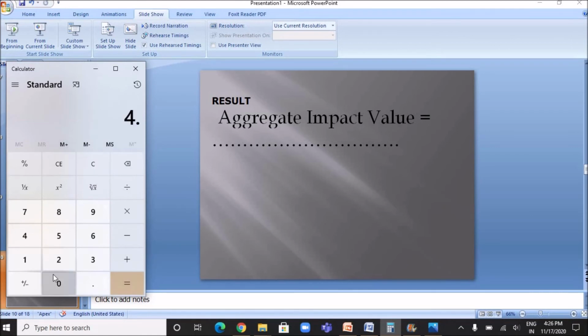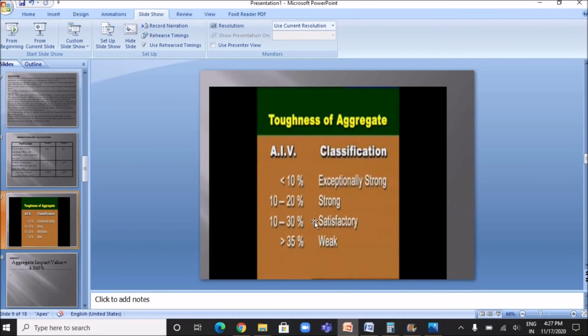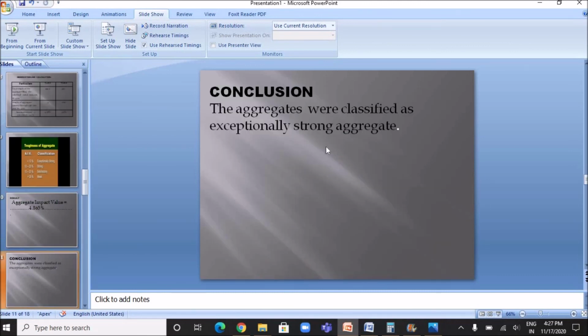So for the first sample, the aggregate impact value was found to be 4.18%, and for the second sample, the aggregate impact value was found to be 5.55%. So we shall take its average, divided by 2, which is equal to 4.865%. So since our value is less than 10%, these aggregates are exceptionally strong. So, conclusion: the aggregates were classified as exceptionally strong aggregate.